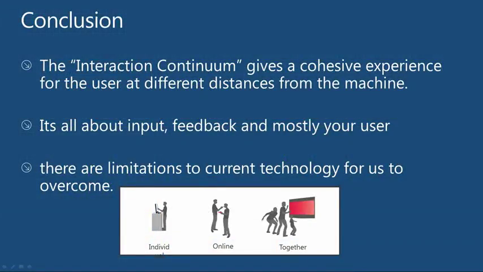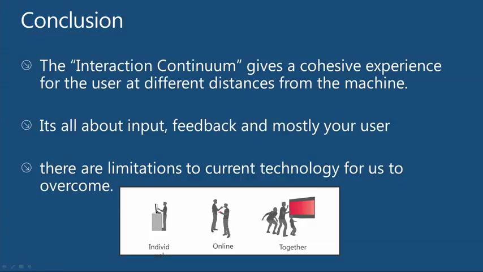So the conclusions are around this. The interaction continuum, as you can see there, gives a cohesive experience. We're trying to make sure that the user isn't broken out of one mechanism and into another as they move closer to the computer. They can just naturally move in. The information changes. They get some feedback on what they're trying to do. It's all about input and feedback. The user's the most important part. They're the one who has to do it. It's as natural as we can make it, at least for the moment.